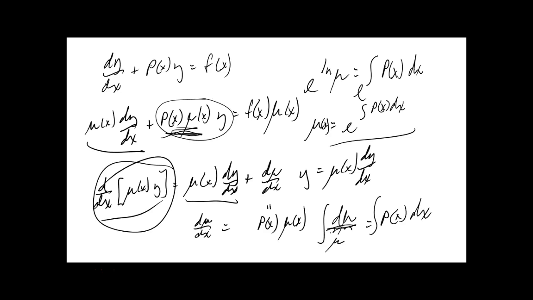So don't try to memorize the formula. They write it down in ugly, gory detail and then say don't memorize it. And don't. It's not worth it. So let's go back. I'm going to erase what I've written here, and here are the steps. Put the linear equation in standard form: dy dx plus some p of x, y, is equal to some f of x.